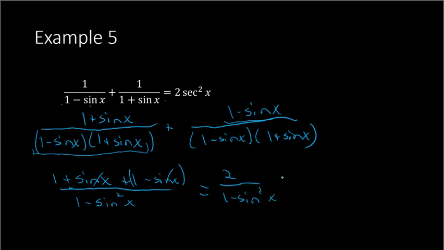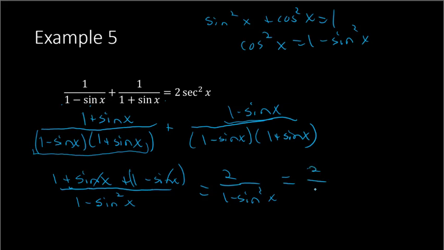And now, hopefully by now, the 1 minus sine squared of x is starting to stand out in your mind, because that is derived from the sine squared of x plus cosine squared of x equals 1 identity. You subtract the sine squared to the right side. So you rearrange this. You get cosine squared of x equals 1 minus sine squared of x. So 1 minus sine squared is equal to cosine squared. So now we have 2 over cosine squared of x. And then to finish off, 1 over cosine is secant. So 1 over cosine squared would be secant squared. And then 2 over cosine squared would be 2 times secant squared.